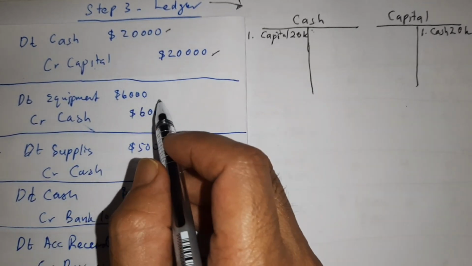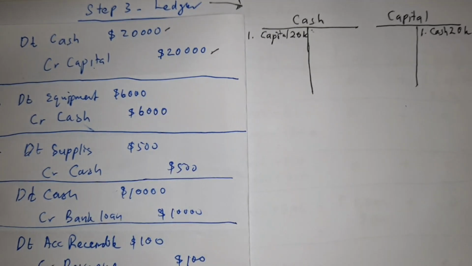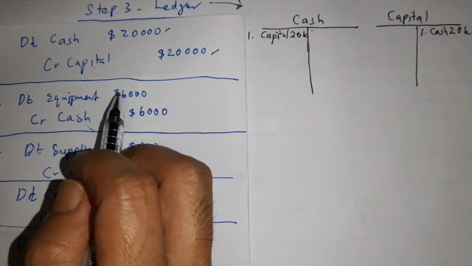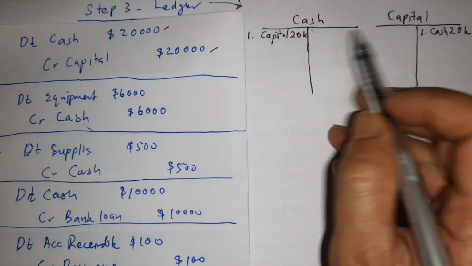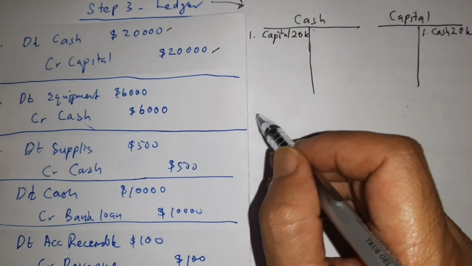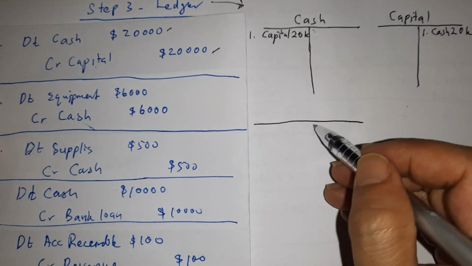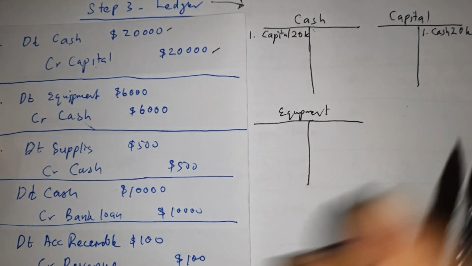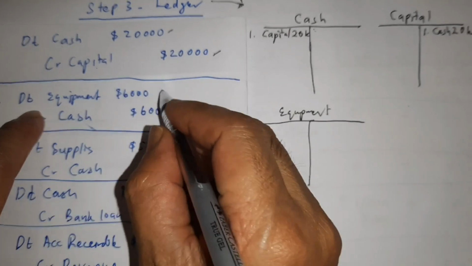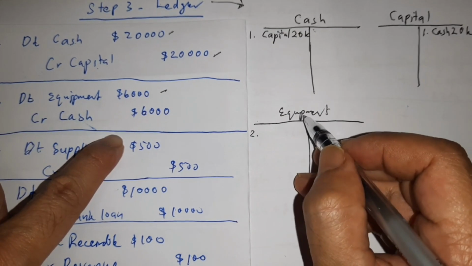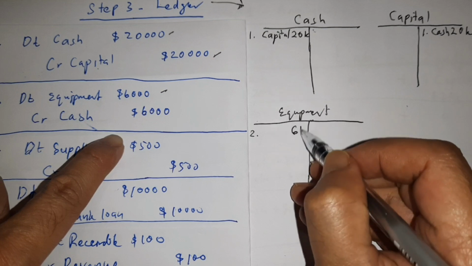Okay, so now you have to do the same thing for every account, so for every journal entry. See here, number 2 is debit equipment 6,000. There is no equipment account here, so you create an account for equipment. Here debit equipment 6,000. So this is account equipment. The transaction is number 2. You debit the account equipment 6,000.